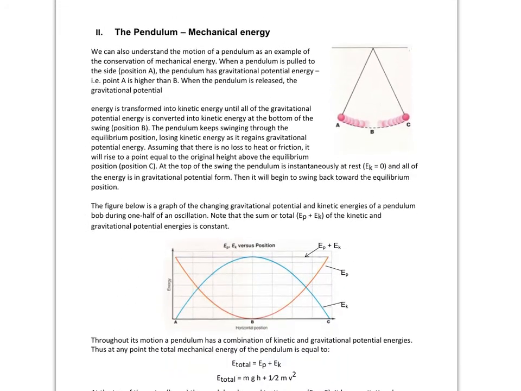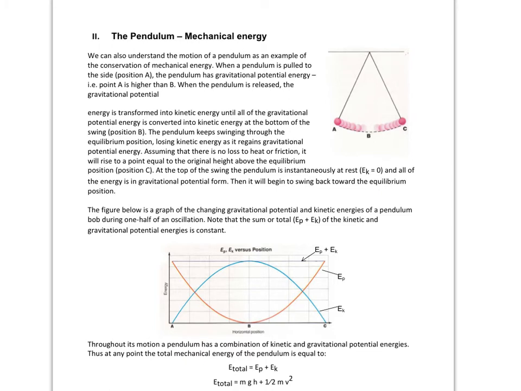All right, so the pendulum, looking at its mechanical energy. I'm going to read through all of this because I think it's important and shows a lot of connections. We can also understand the motion of a pendulum as an example of the conservation of mechanical energy. When a pendulum is pulled to the side, in this case, position A, the pendulum is given gravitational potential energy, i.e. point A is higher than point B. When the pendulum is released, the gravitational potential energy is transformed into kinetic energy until at the bottom here, all of the gravitational potential energy is used up and it is converted into kinetic energy.